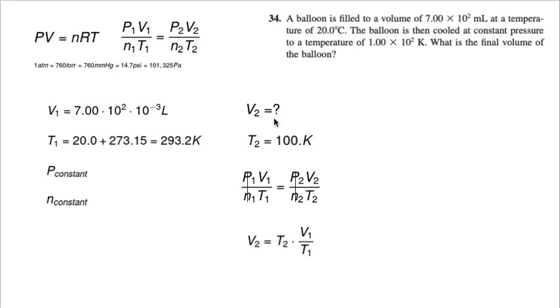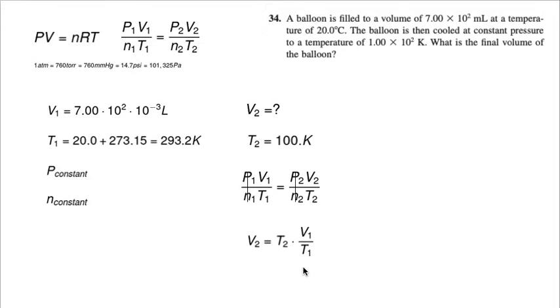So we are solving for V2, and we should note that the balloon is sealed, so moles are constant, and it was cooled at constant pressure, so pressure is constant. So using our change in gas equation, P1V1 over N1T1 is equal to P2V2 over N2T2, we can eliminate the constant variables, and we get V1 over T1 is equal to V2 over T2. And solving for V2, the final volume, we get this equation, and we can substitute to solve for the missing variables.